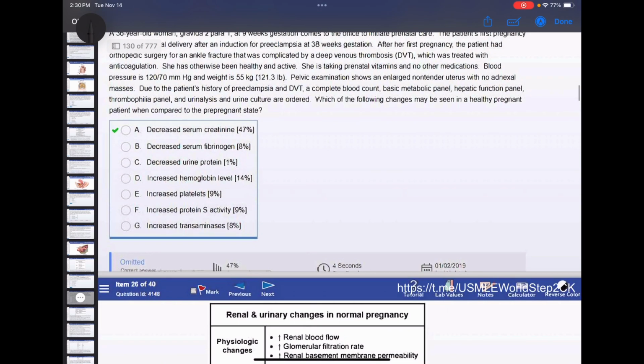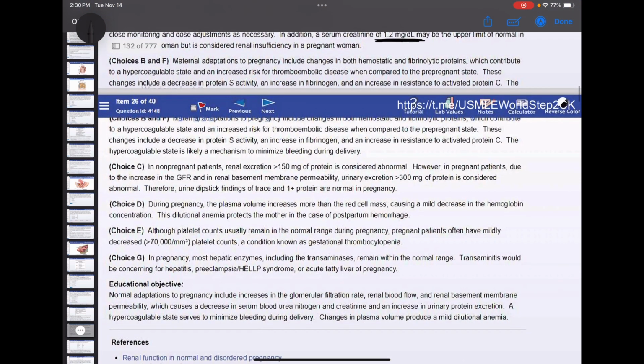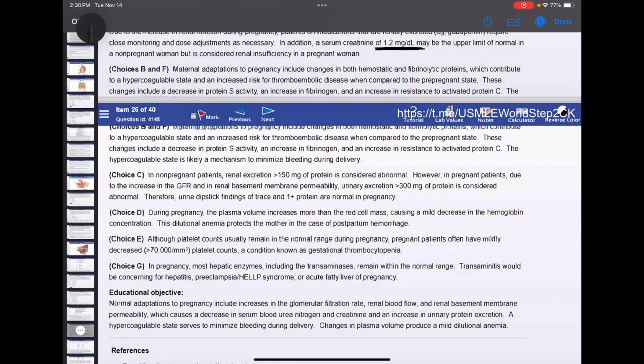Okay. Moving forward, the fibrinogen option: decreased serum fibrinogen, and increased protein S activity, which is the complete opposite. Maternal adaptations include changes in hemostatic and fibrinolytic proteins which contribute to a hypercoagulable state in pregnancy and increased risk of thromboembolic diseases when compared to the pre-pregnant state. These changes include, basically, protein S activity is decreased and fibrinogen is increased, and an increase in resistance to activated protein C. The hypercoagulable state is likely a mechanism to minimize bleeding during delivery.